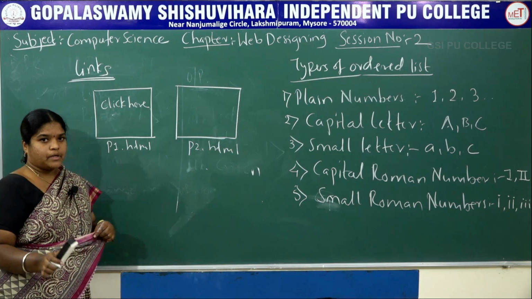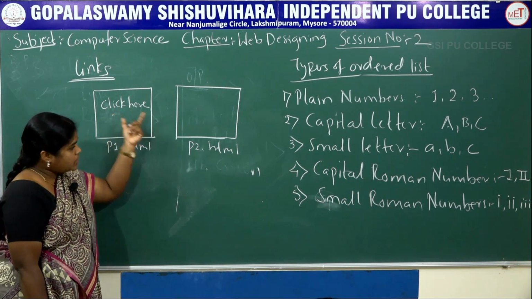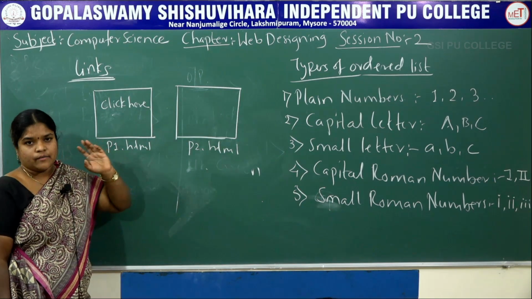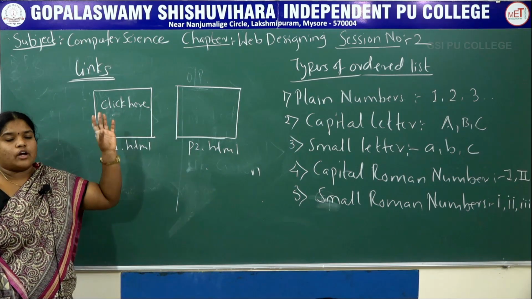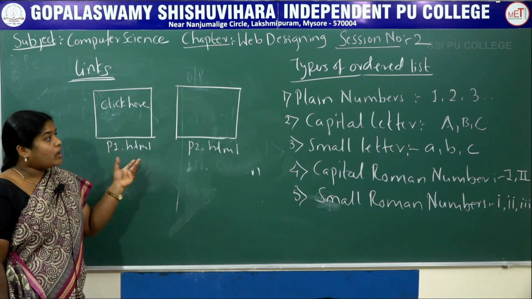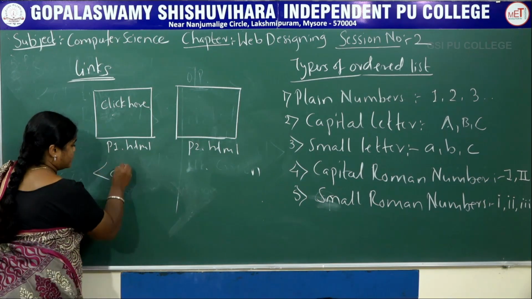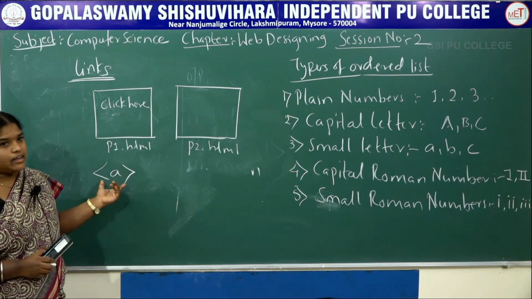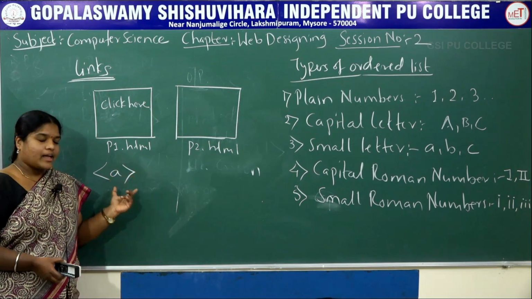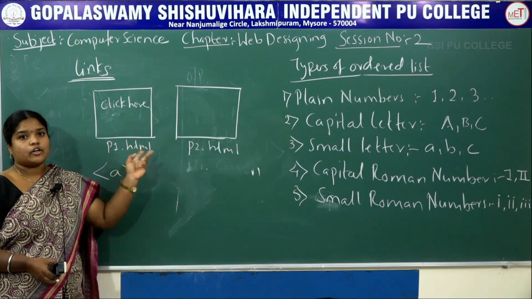What is the output we are supposed to get? When I click here, immediately p2.html, that is the next page, should open. That is the output we are supposed to get. For this particular output, what tag are we going to use? We are going to use the a tag. The a tag is the tag used to create the link. A stands for anchor. Using the a tag we can link two pages.